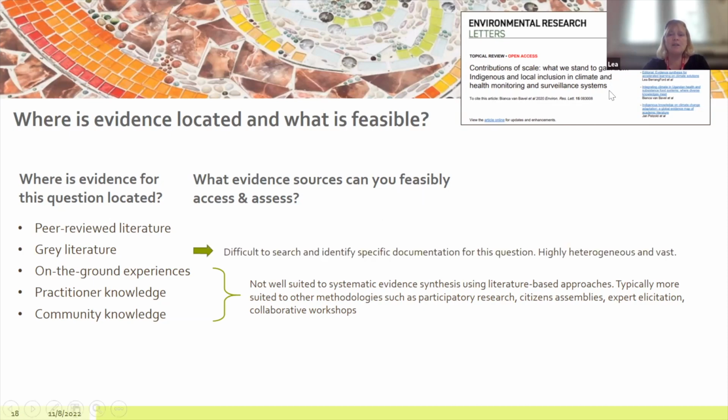Gray literature in this case was very difficult to search for this question because of high heterogeneity and the vastness of the literature. So while that would also be important, we didn't consider it feasible. And so this paper focused on what does the peer-reviewed literature say?